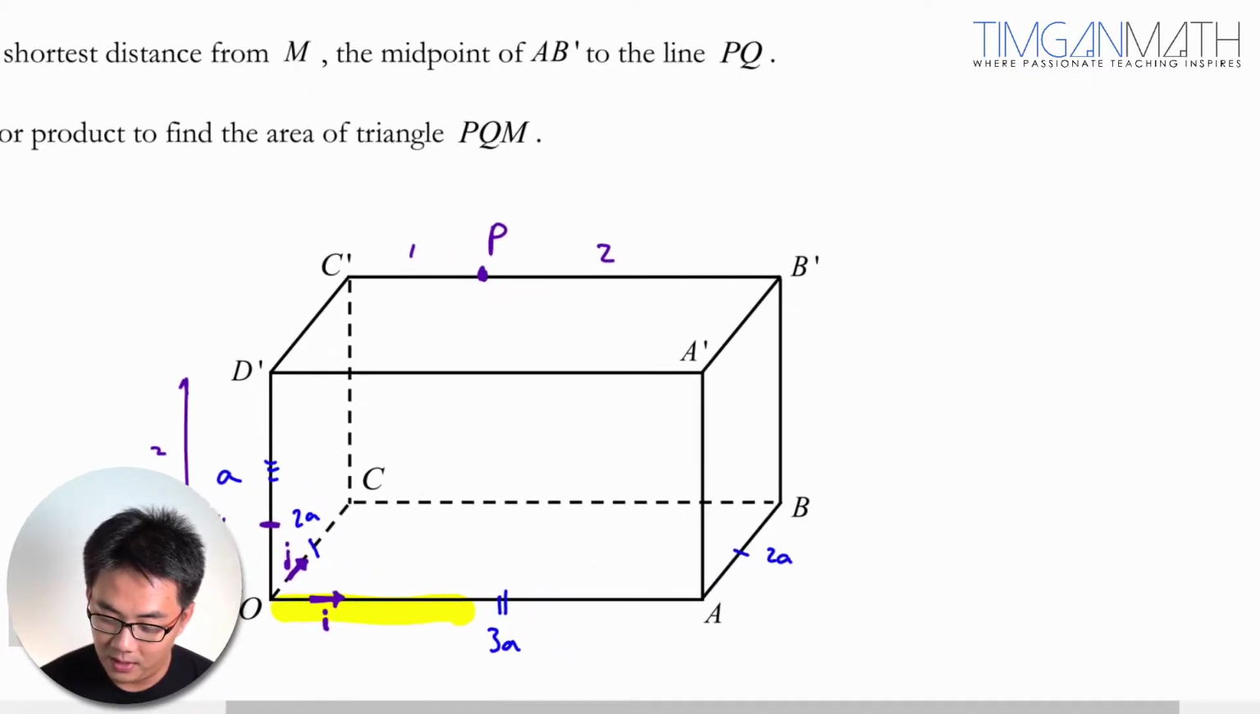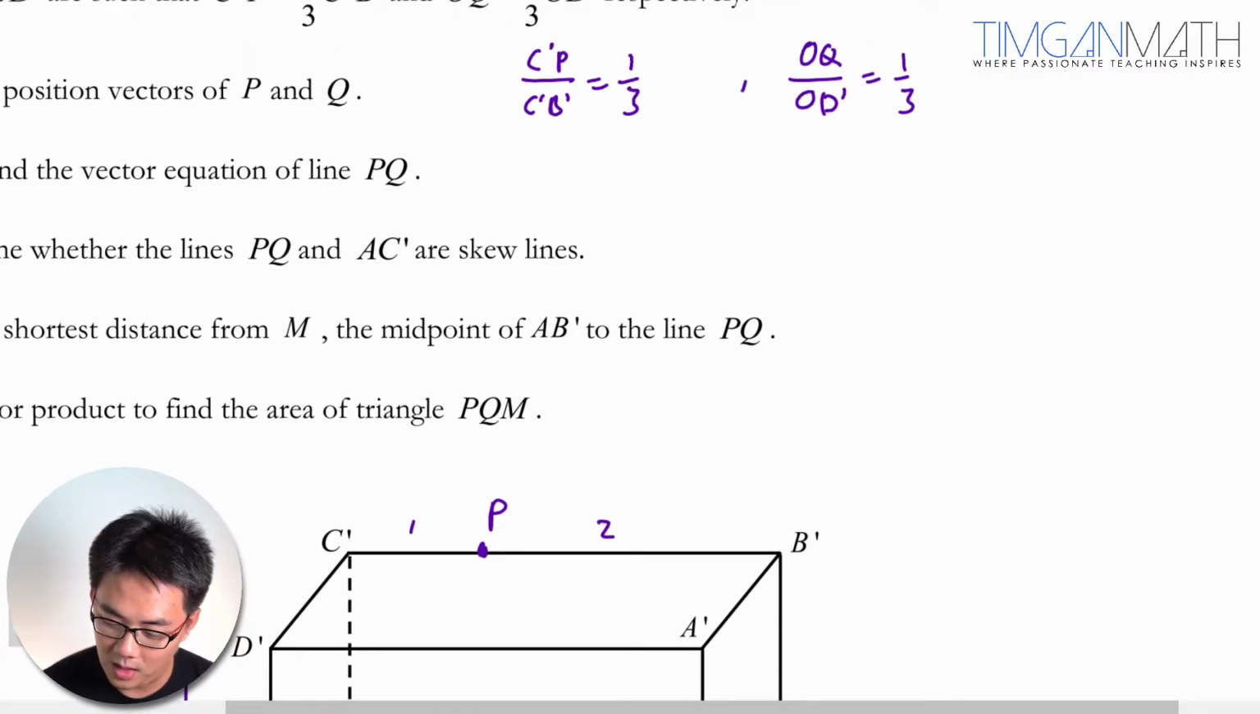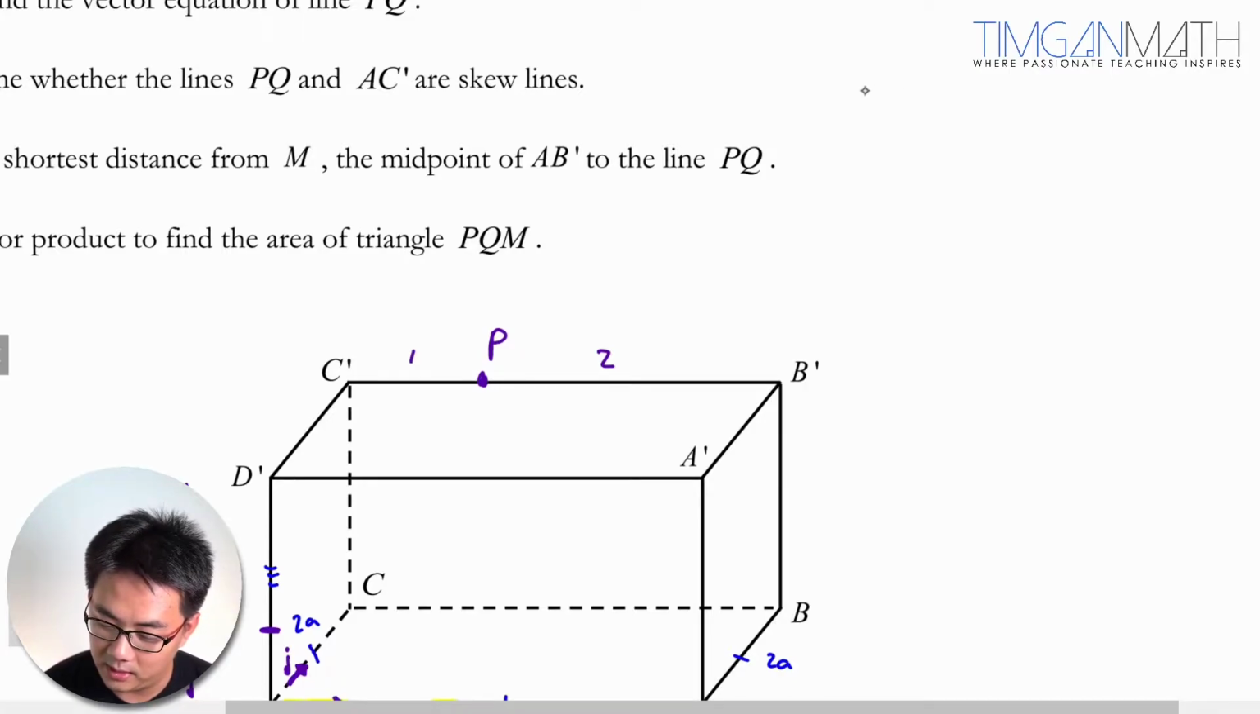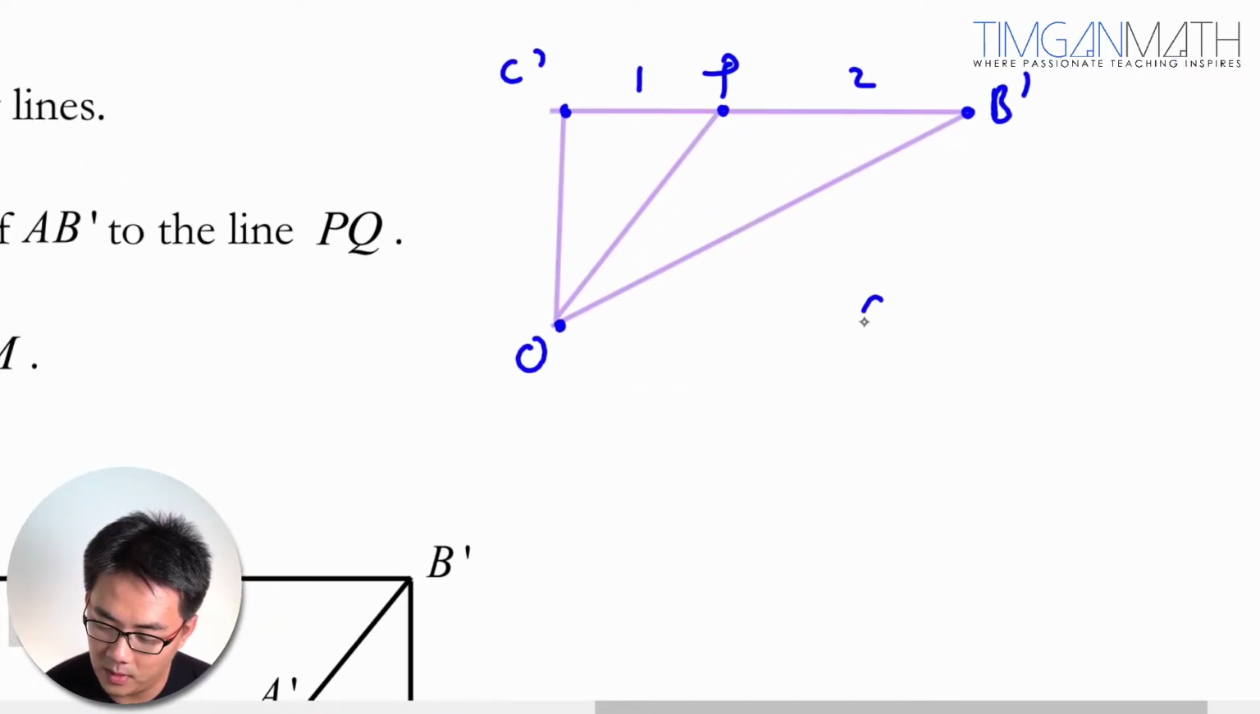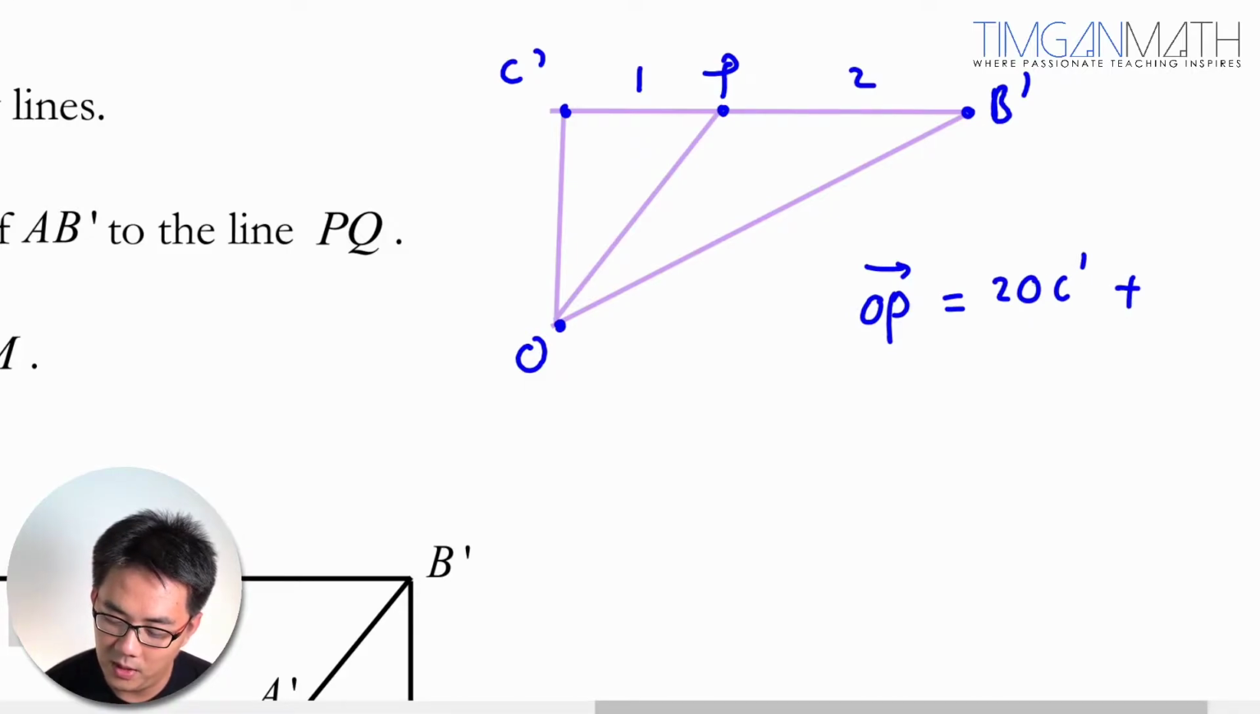But anyway, first of all, I'm just going to redraw this so that you can see. This will be your P, this is your 1, and this is your 2. So this is C prime, this is B prime, and this is O. So your first thing is to find the coordinates of OC prime. So OP is equal to OC prime times 2 by the ratio theorem.